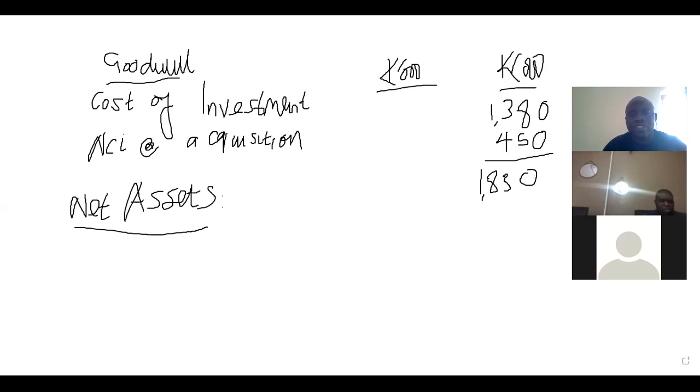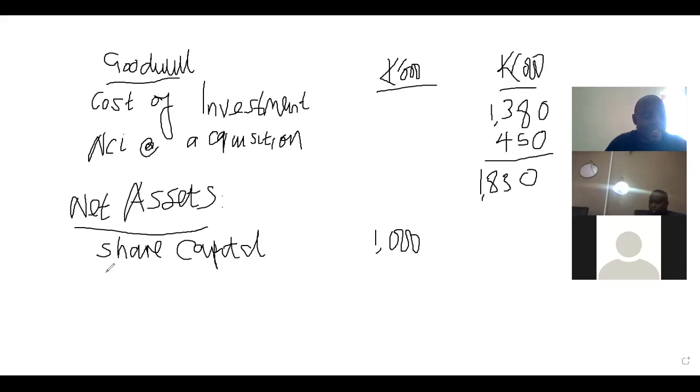We have the equity. Under net assets, we have the share capital of how much? You get the share capital for the subsidiary. Then what was the retained earnings?